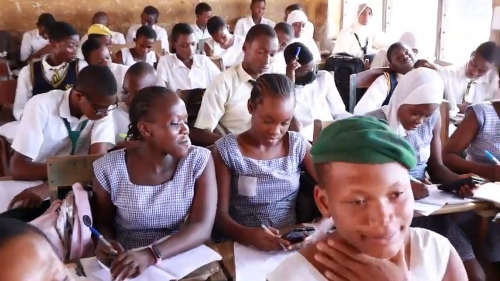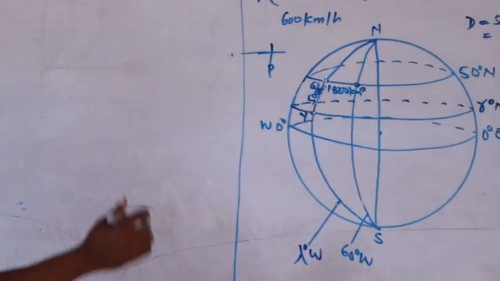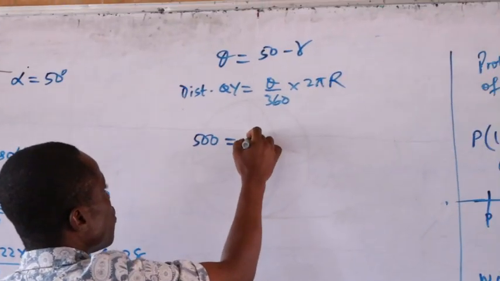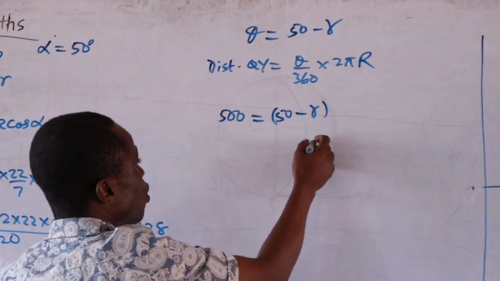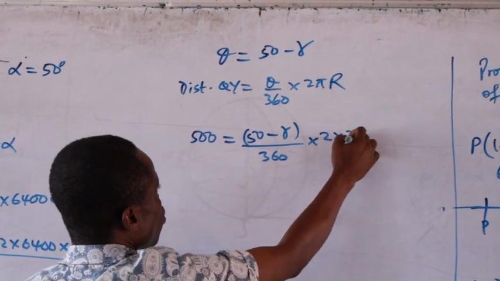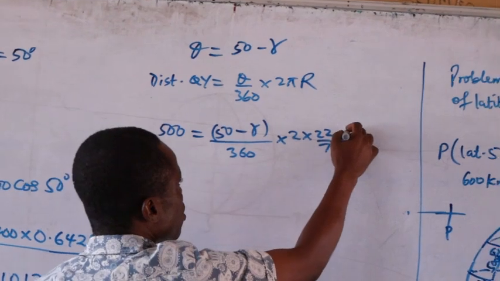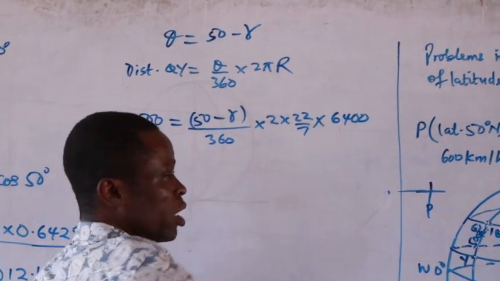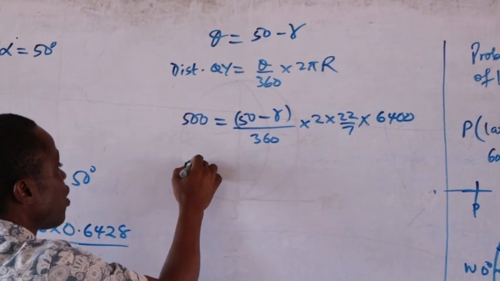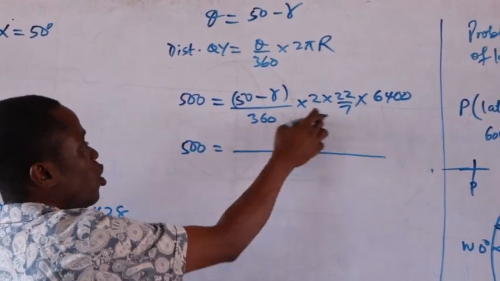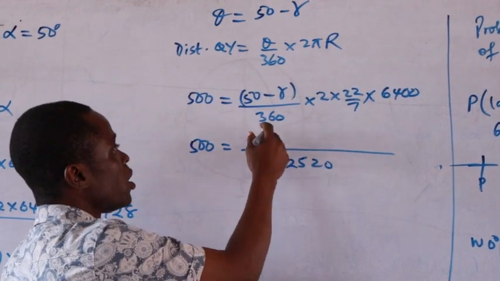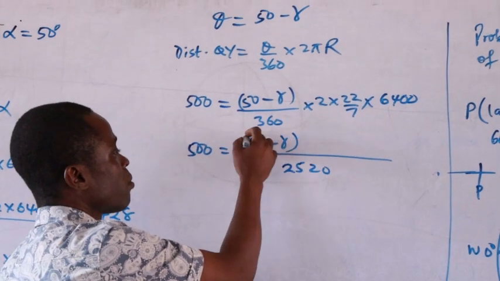So look up. We have the 500. Distance is 500. 500 equals angular difference, 50 minus gamma, which you can put inside the bracket, all over 360 times 2 times 22 over 7 times 6,400. That 6,400 is constant. Then we solve it. 500 is equals to, what is the product of 360 and 7? 2520. Now 50 minus gamma.